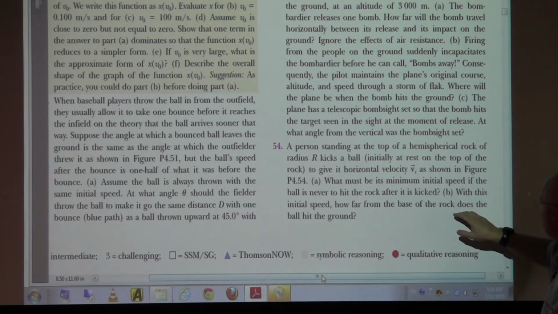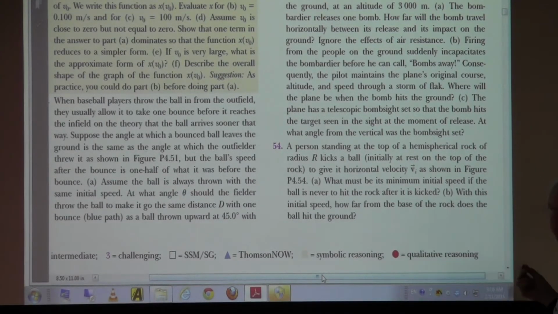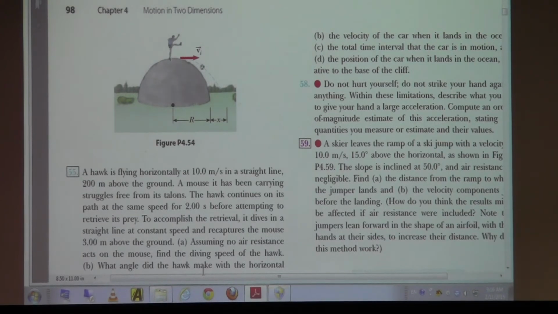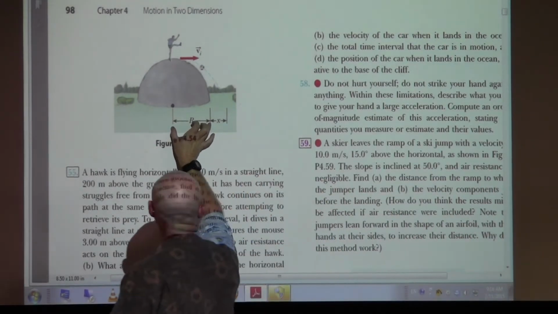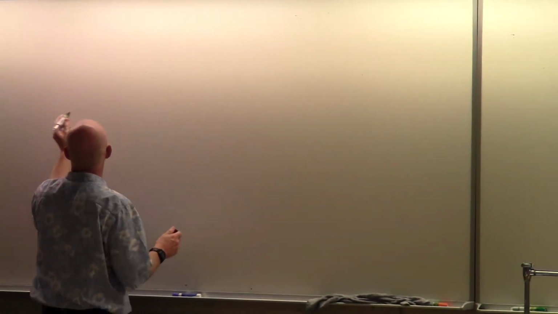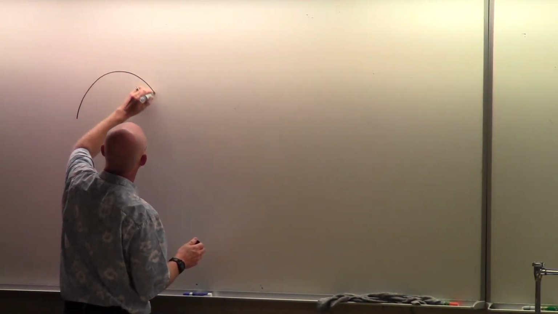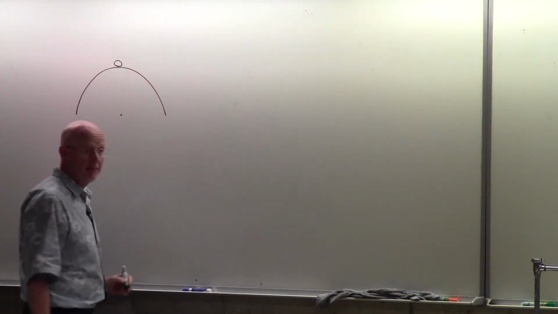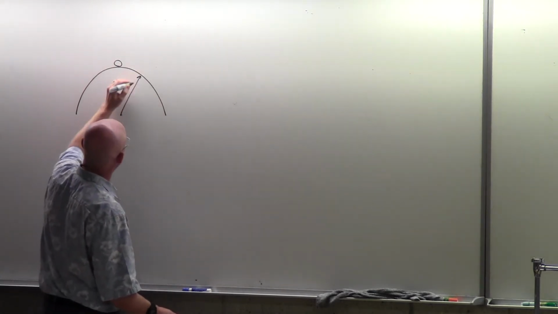Then it goes on in B, with this initial speed, how far from the base of the rock does it hit the ground? And so I think it'll serve us better to have the diagram up here. So I'll scroll down to the next page. Here it is. Here's the hemisphere, radius r. It lands some distance x. How far? That's the part B. All right, well, let's talk about all of this. Let's start, first of all, with our hemisphere. Here's the soccer ball up at the top. It's got some radius r.